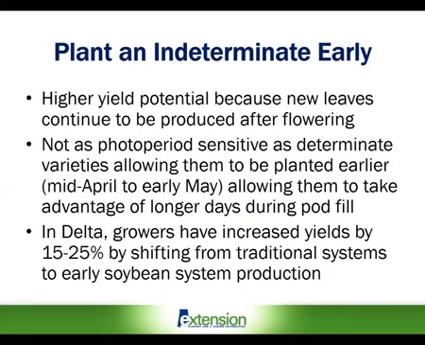Now, most of the time when you get to a mid-group 5, that's the switch over from an indeterminate to a determinate variety. In North Alabama, we've seen growers in the Mississippi Delta, Arkansas, and Mississippi who have used indeterminate varieties and planted them earlier. What they've seen, at a latitude similar to ours, is a 15 to 25% yield increase by shifting from a traditional system to an early soybean production system.